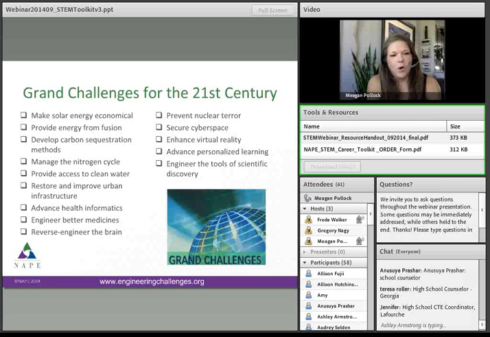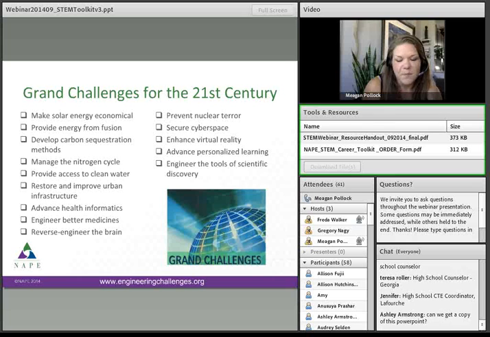And I know so often students in their classes are like, well, why do I need to learn this math? Why do I need to learn this science? Why does this matter? And this is why. These are the problems that we are trying to solve, that their generation will continue to try to solve.